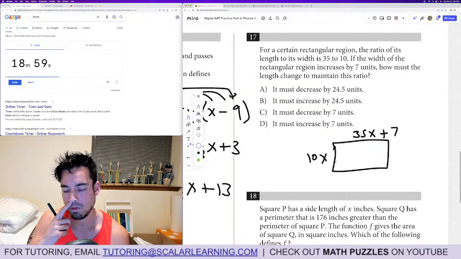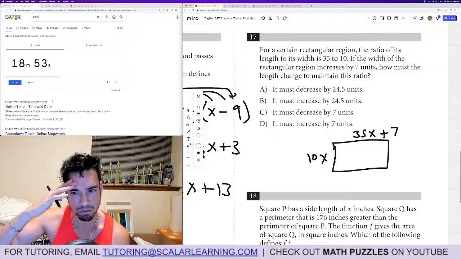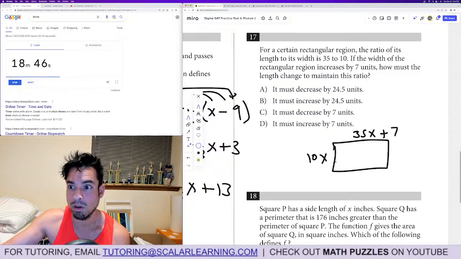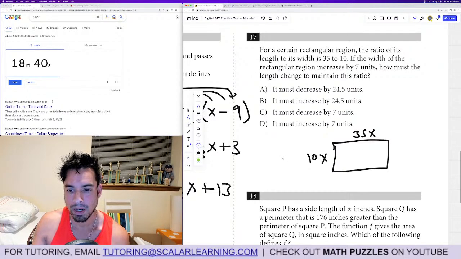Wait, let me just think about this for a second. Well, it's obviously got to increase by... Oh! It said the width, not the length. Whoops. I was going to say it's got to increase by... Okay, so, my bad. So 7 added on to here. Oh, got it. Okay, I know how to do this.